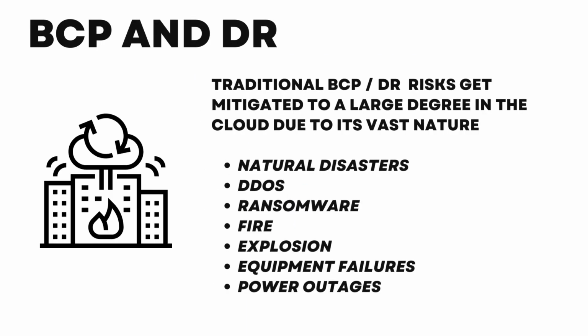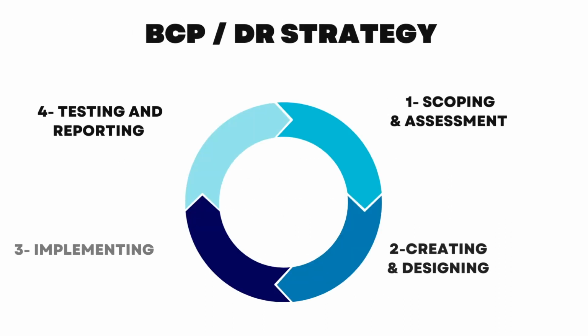When we talk about BCP and DR, like I mentioned, traditional BCP and DR risks do get mitigated to a large degree in the cloud due to its vast nature, things like natural disasters, DDoS, ransomware, fire, explosion, equipment failures, power outages. All of these are handled because the cloud provider is handling the data center, right? And they have massive budgets. They've spread across their data centers. They've already architected it to make sure they are not subject to these risks at any one point. And all of these data centers are connected through high bandwidth, low latency links. So they have controls in place, so you don't have to worry about it that much. That risk will always be there a little bit, but it's mitigated to a large degree.